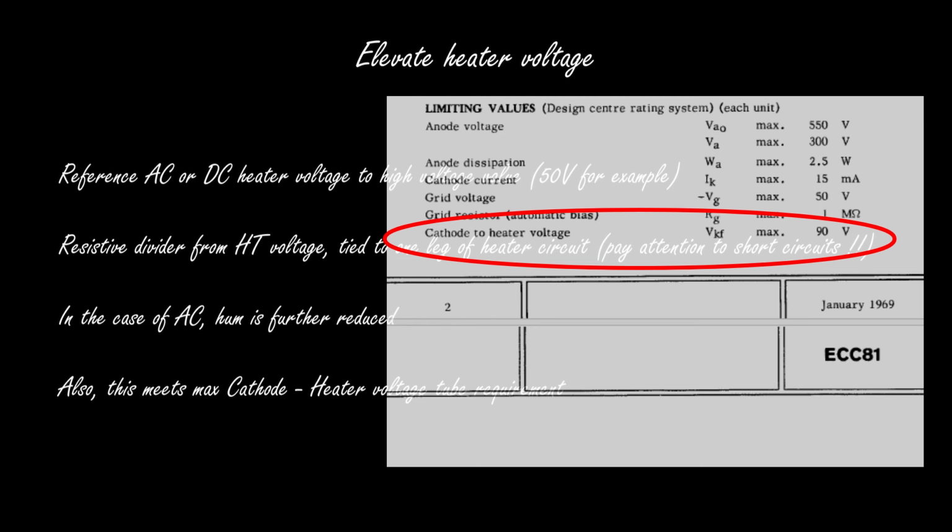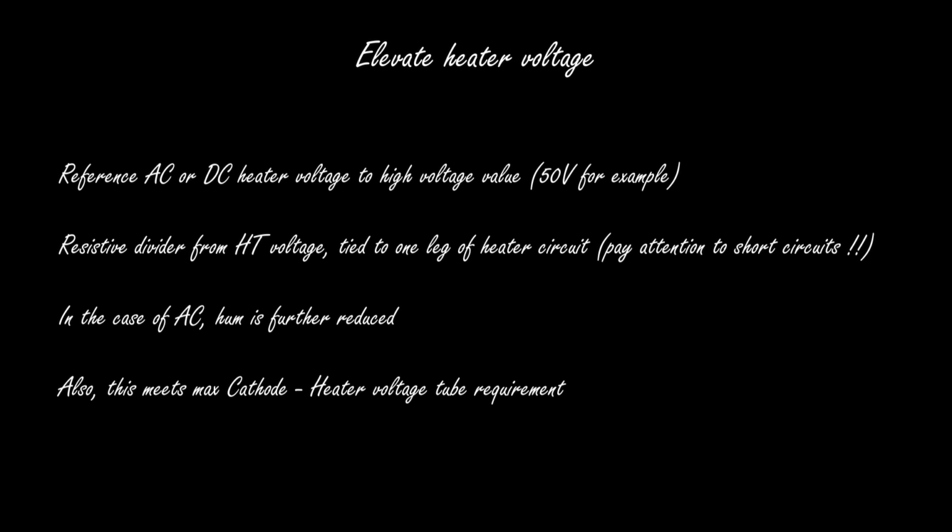So for some circuits, for example cathode followers, we really need to elevate the heater voltage compared to the cathode voltage. Even if we have a DC heater voltage, I would suggest to elevate it anyway, in order to again respect the maximum cathode to heater voltage, which you find in the datasheet for any tube. And this is valid for both AC and DC heater power supply voltage.